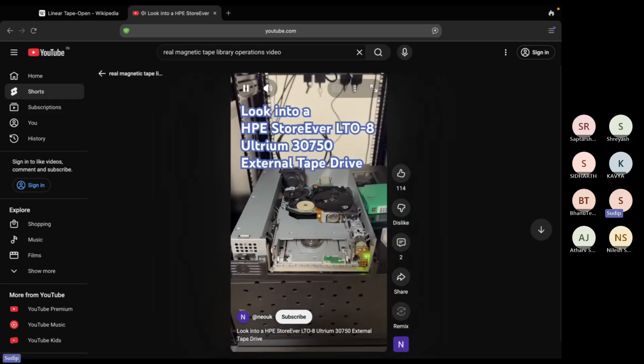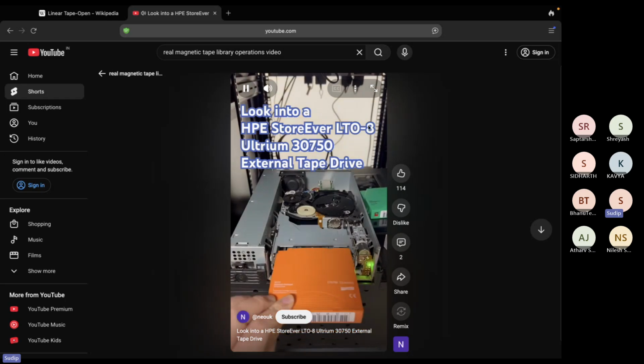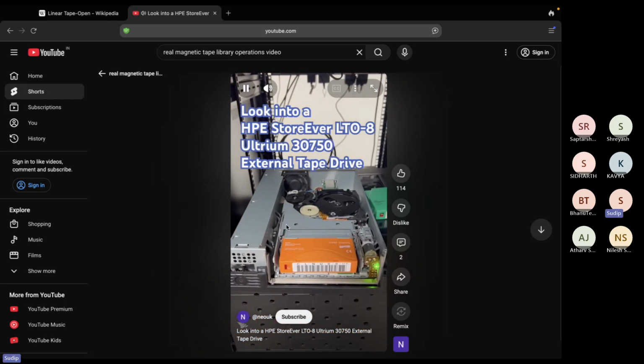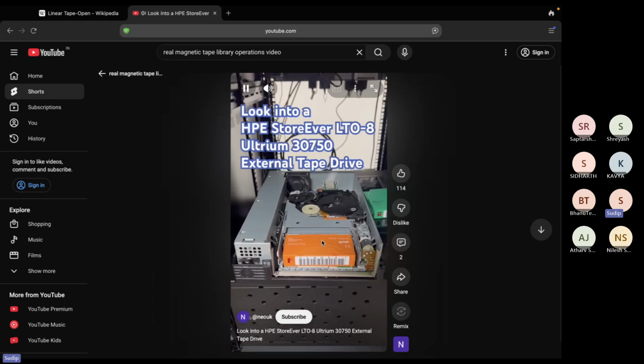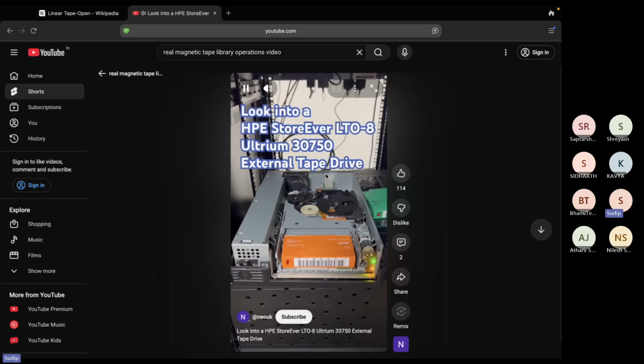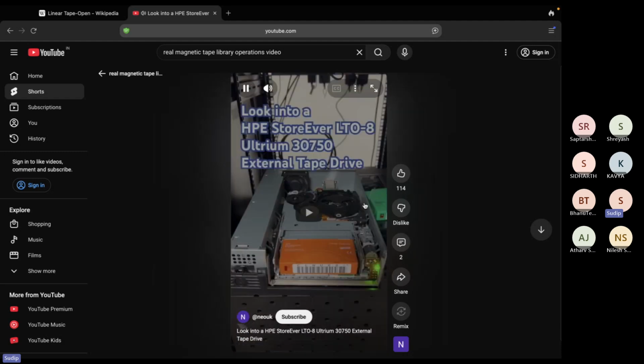Okay. So this is, see, generation LTO8. This is called a single tape drive. Single external tape drive. This is connected over a SAS cable in the backend to your server.